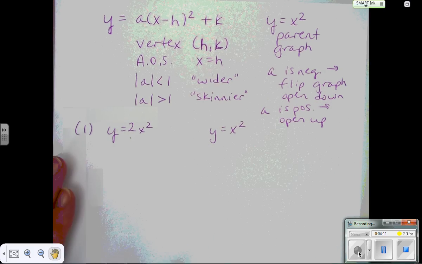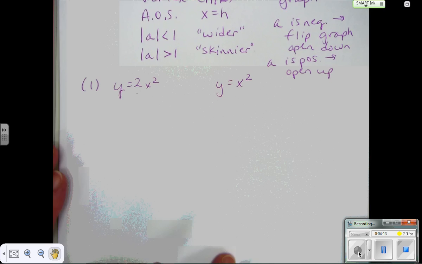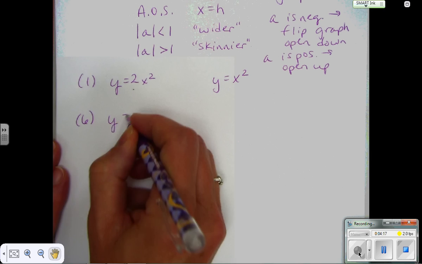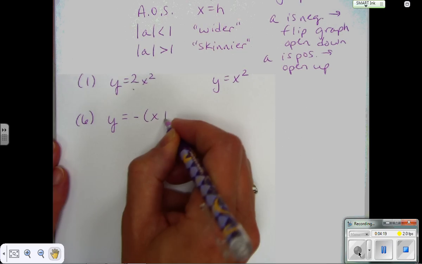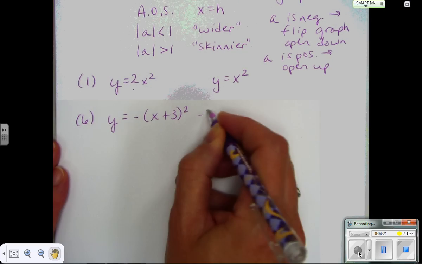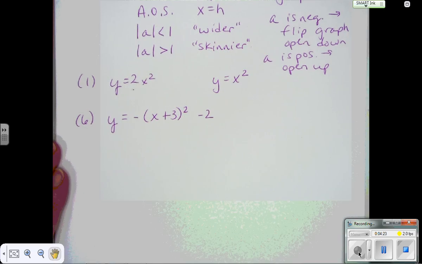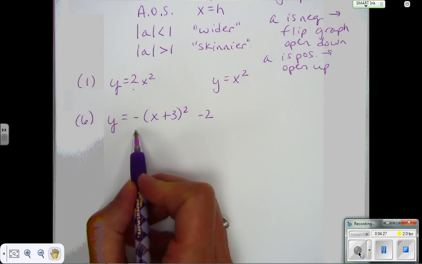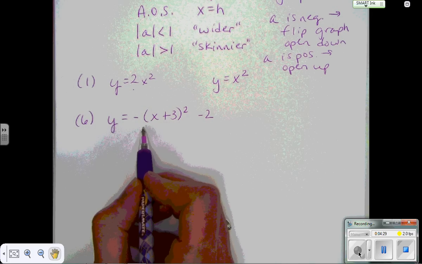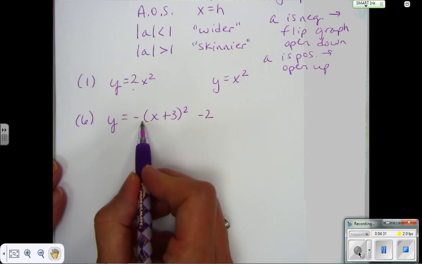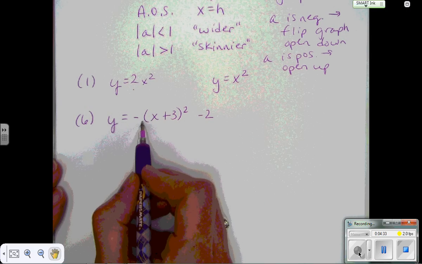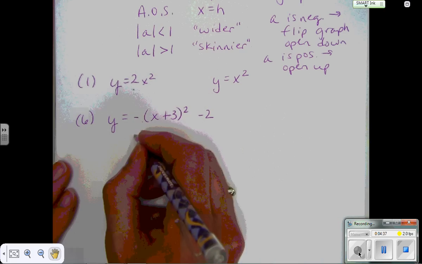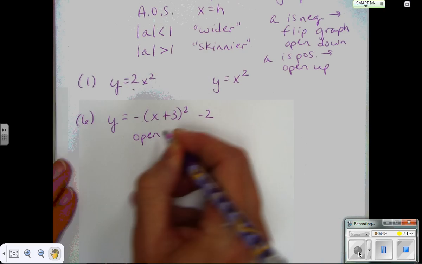So let's just skip on over to number 6. y = -(x + 3)^2 - 2. So this one has a negative in front of your parentheses. You could put a 1 there. If there's not a number, it's understood to be 1. So the 1 is not going to change how wide or how thin the parabola is, but the negative is going to make it open down. So it's going to open down. That's one transformation.